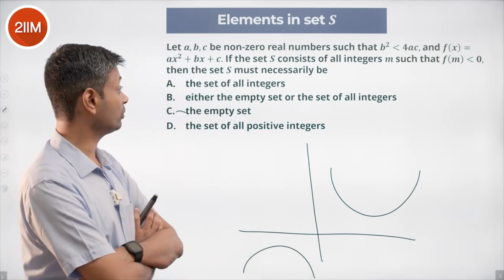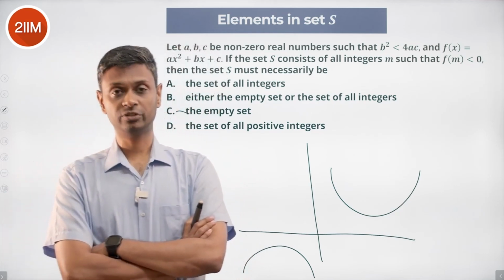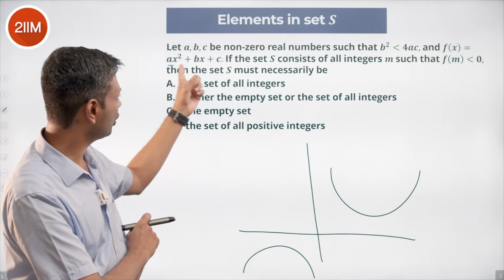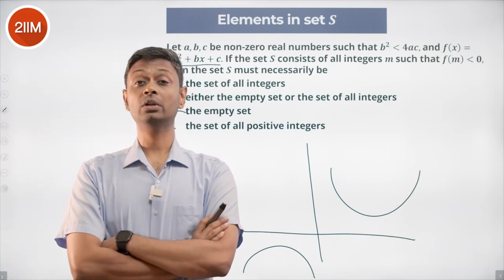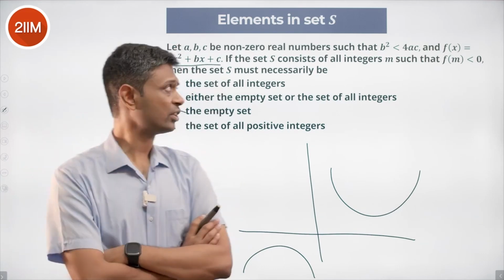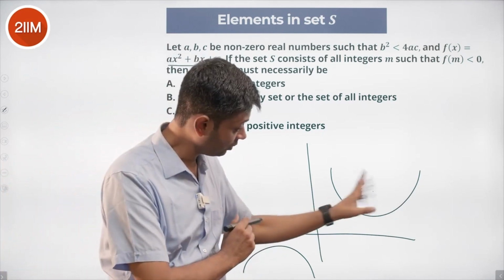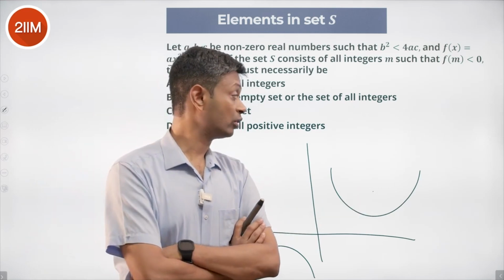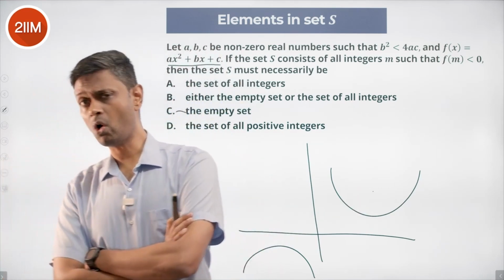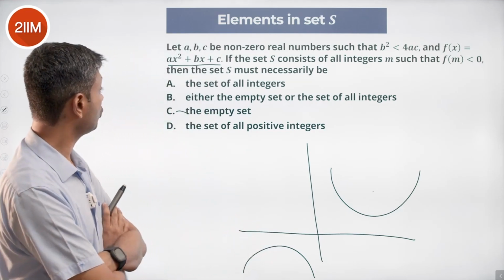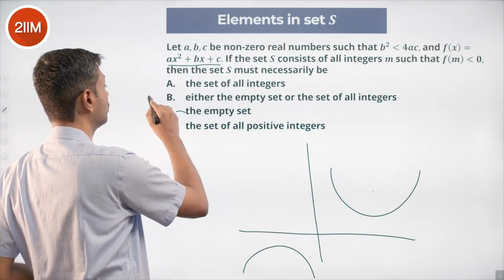So f of x is either always greater than 0 or always less than 0. This can never go to 0. That means if you put any set of all integers where it will be less than 0, it could be never. In this case, f of m will never be 0. Set of all integers where it goes to 0 is a null set. In this case, set of all integers where it goes to 0 is all possible integers. So either the empty set or the set of all integers.